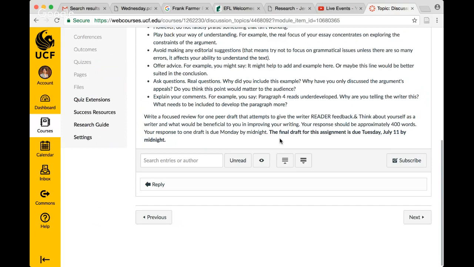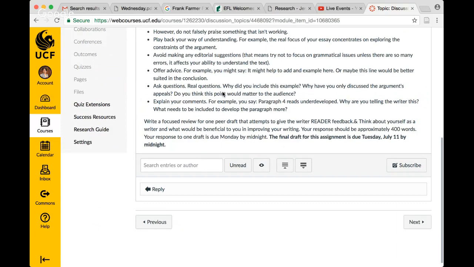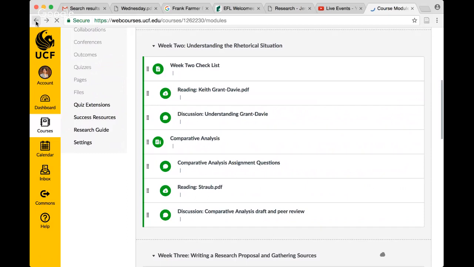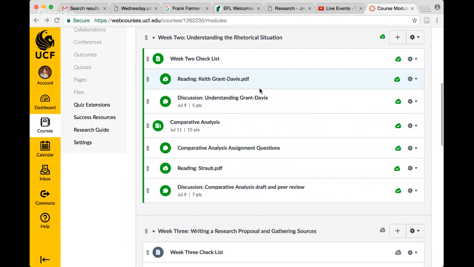Now it's important that you stay on schedule because then your peer has a day to revise their draft and submit it by Tuesday at midnight. Now I am going to say, this is important, that I'm going to go ahead and push back this due date and give you an extra day. So it's going to be due Wednesday at midnight.